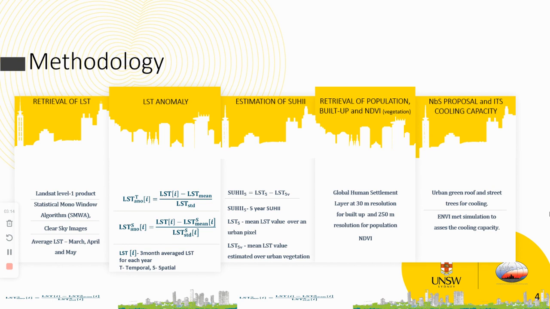And then we realized we cannot propose a nature-based solution at a city level, because you don't have to promote the same nature-based solution to all parts of the city. All parts of the city have different characteristics, and the nature-based solution should be different. So then the nature-based solutions were proposed, and further, they were simulated using ENVI-met to check how much temperature difference can be seen.